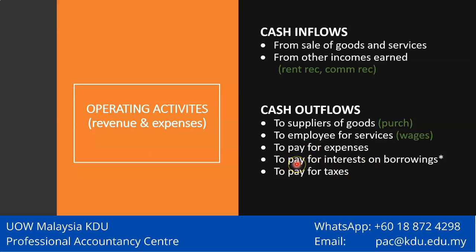Payment for taxes would also be under operating activities. Now make sure these are amounts paid and amounts received during the period itself. If you're selling on credit, for instance, and you haven't collected the money this year, it will not be in your cash inflows this year. Or perhaps, like in the case of expenses, you have used the expense, but you have yet to make payment for it in this period. It will not be in your outflows here.